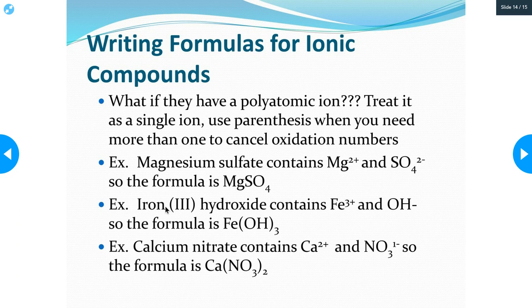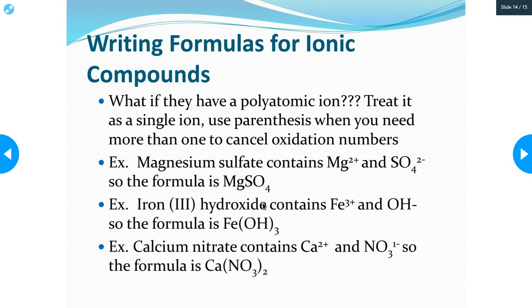In our next example, we have iron 3 hydroxide. So this has a Roman numeral 3 because iron has multiple choices. So it tells you that this is a 3 plus. So this is iron with a 3 plus. So it's got to give away 3 electrons. And then we have hydroxide. So hydroxide is a polyatomic ion.